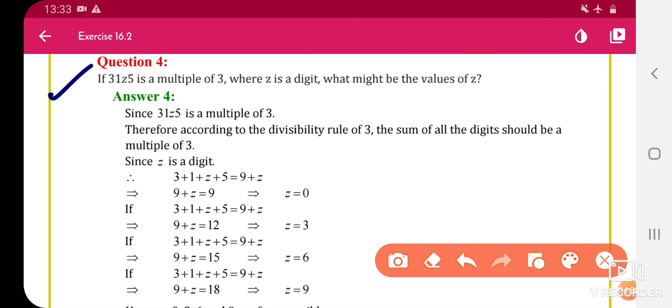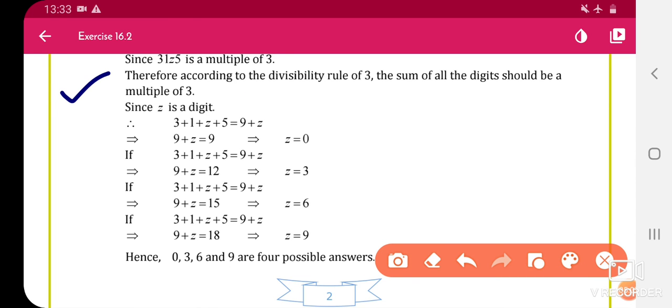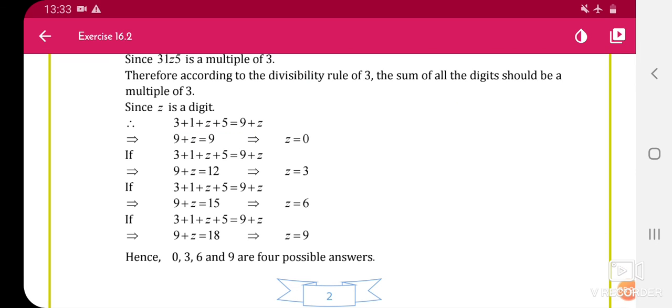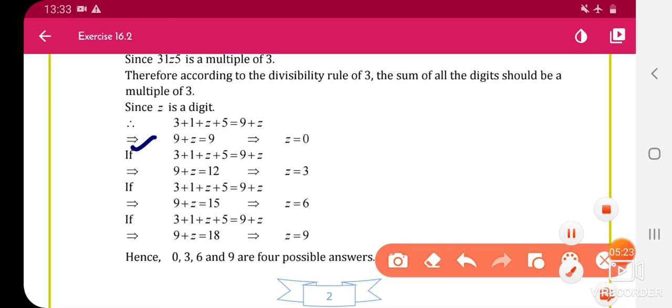Next, question number 4, related to question number 3. If 31z5 is a multiple of 3, where z is a digit, what might be the value of z? See the solution. According to the divisibility rule, the sum of all digits should be a multiple of 3. So firstly we add 3 plus 1 plus z plus 5, which is 9 plus z. When we put the value of z equals 0, the answer is 9.